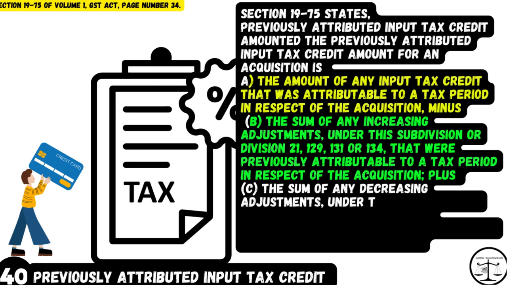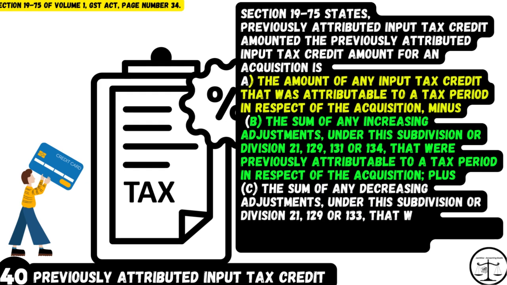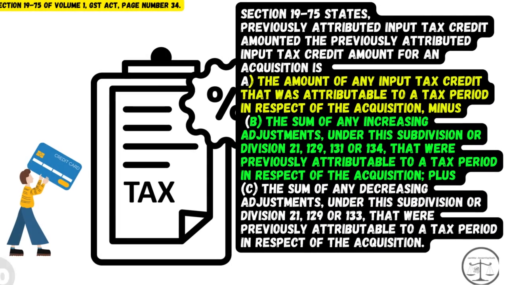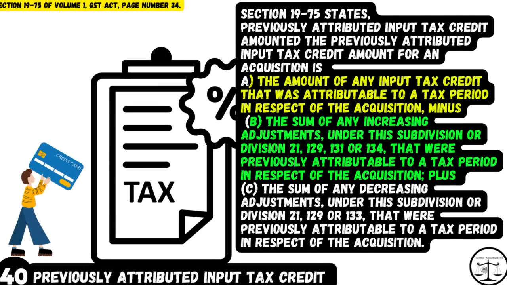B. the sum of any increasing adjustments, under this subdivision or Division 21, 129, 131 or 134, that were previously attributable to a tax period in respect of the acquisition, plus C. the sum of any decreasing adjustments, under this subdivision or Division 21, 129 or 133, that were previously attributable to a tax period in respect of the acquisition.